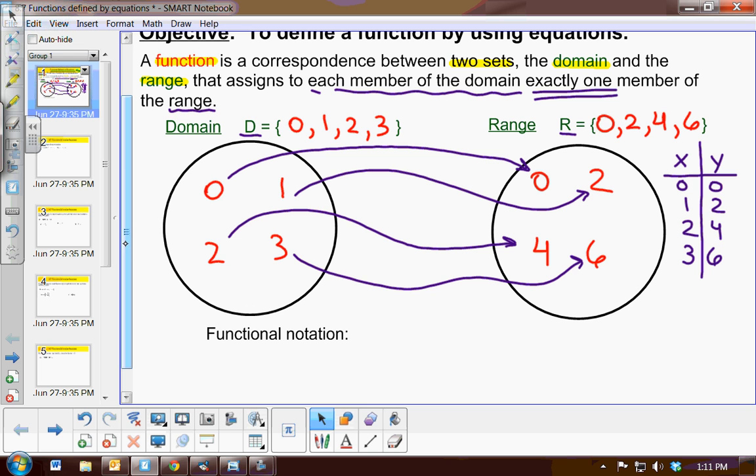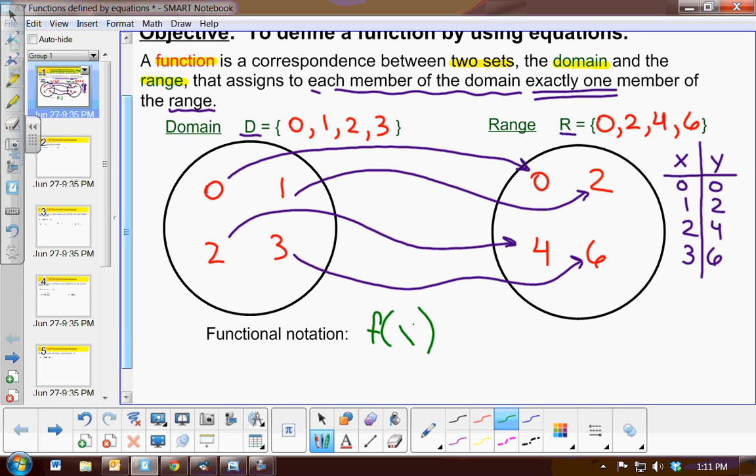Something that will be new to you is how to write this algebraically. Remember, we should be able to express things numerically, graphically, algebraically, and verbally. So let's write it algebraically. Many times our functions will be given the name f, which makes sense, function f, and we'll write it like this, f of x. That does not imply multiplication. It just means the function has a name. It's called f, and the input will be the x variable.